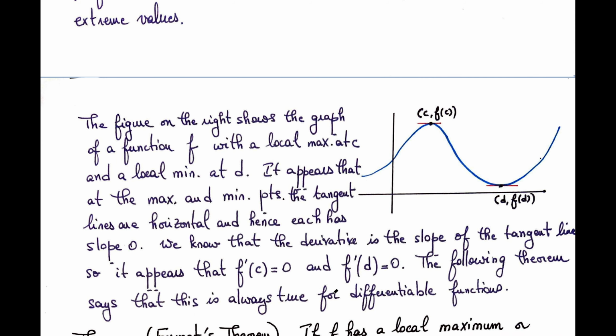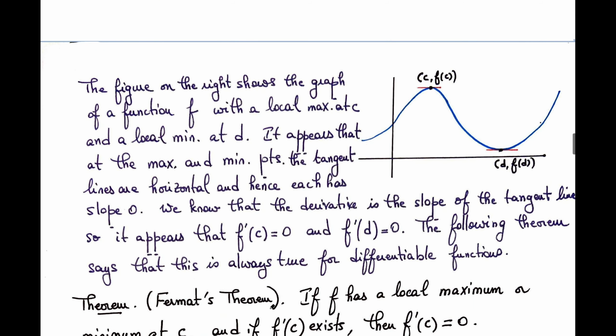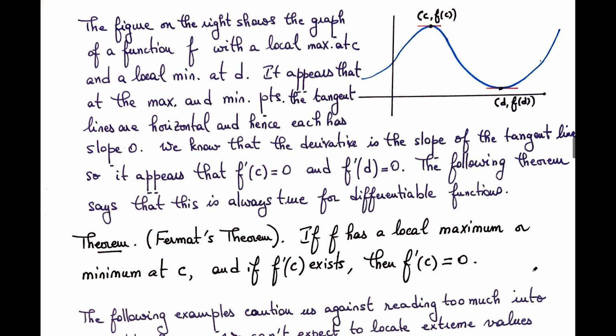The next theorem, which is Fermat's theorem, is going to tell us that this is true for differentiable functions. Let's see how it reads. If you know that the function has a local maximum or a local minimum, and in addition you know that the function is differentiable at c, which means f prime of c exists, then it follows that the derivative of f at c should be 0. So one more time, what's Fermat's theorem?